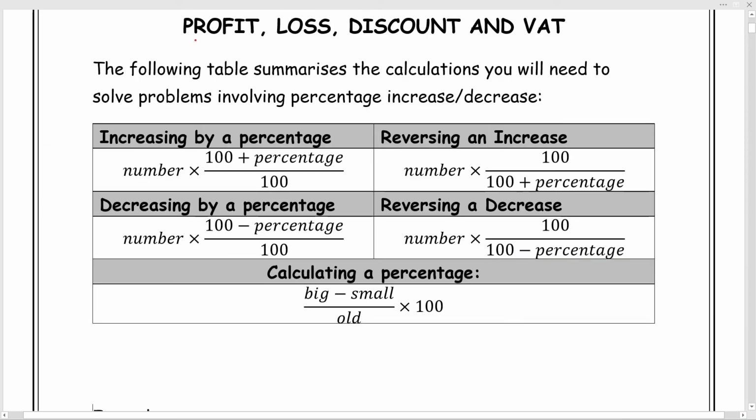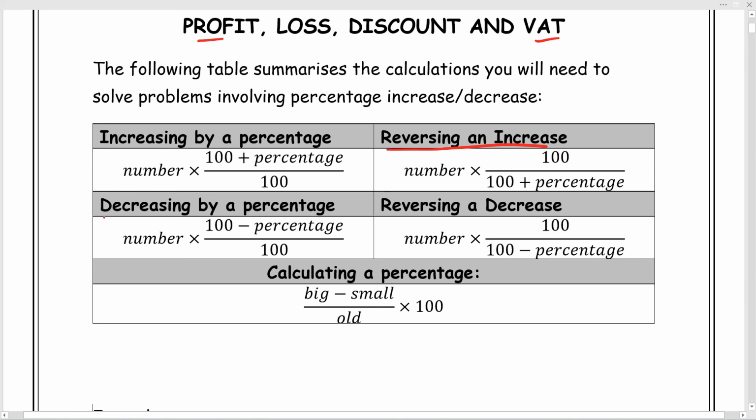Here's a summary of all the formulas we've just used. When we increase by a percentage, it'll be because we want to know a price after profit, or perhaps a price after VAT has been added. When we reverse an increase, it'll be that we wanted to know something that happened before we added on profit or before we added on VAT. And the number that they give us will be the number that has already had the profit added on or has already had the VAT added on, or for any other example, has already had an increase added on.